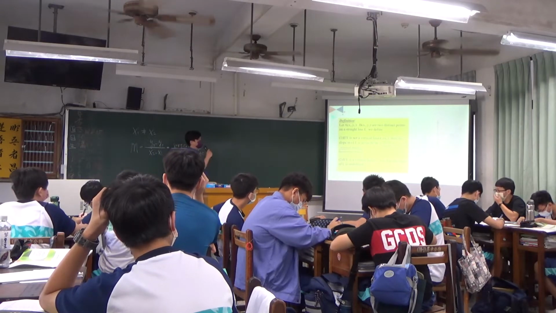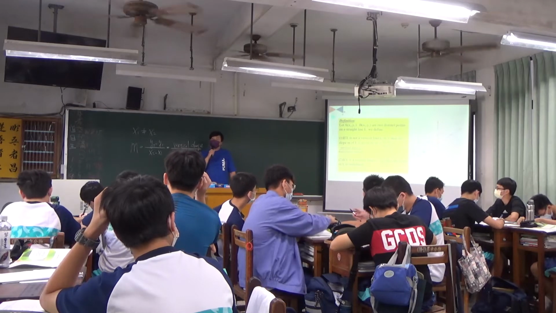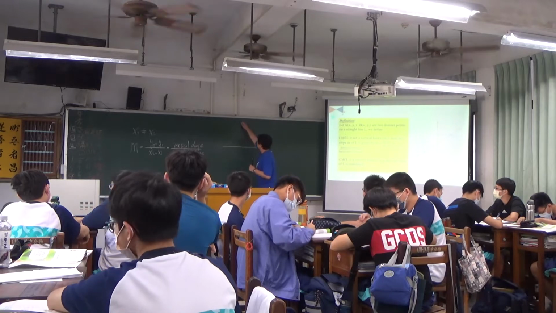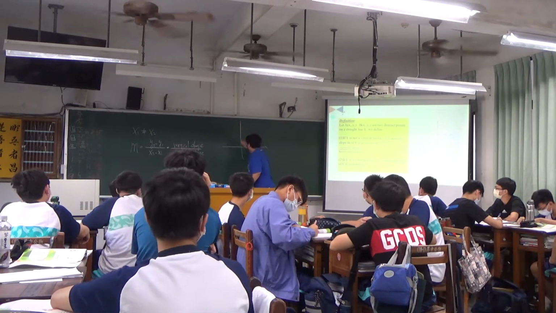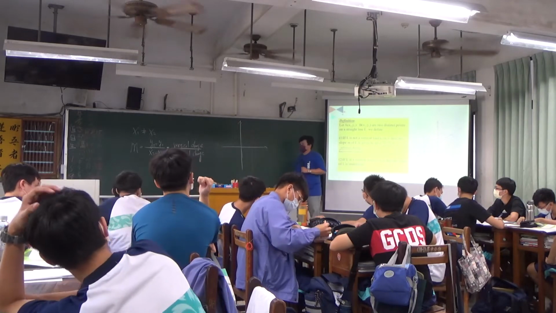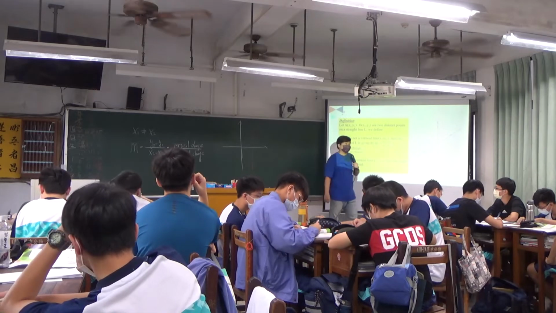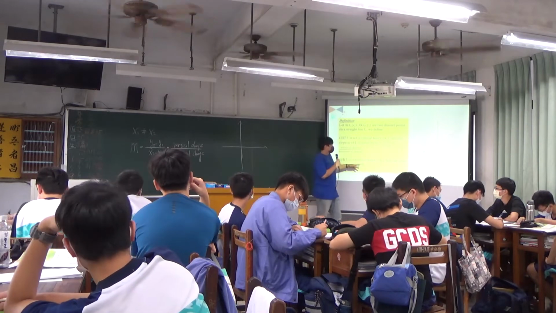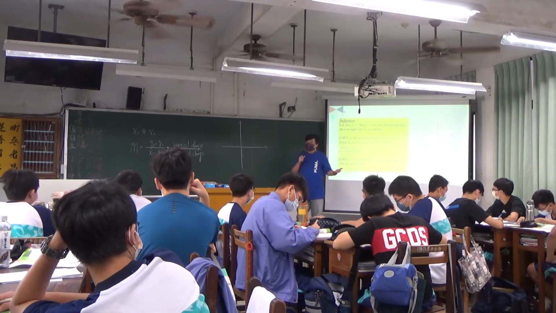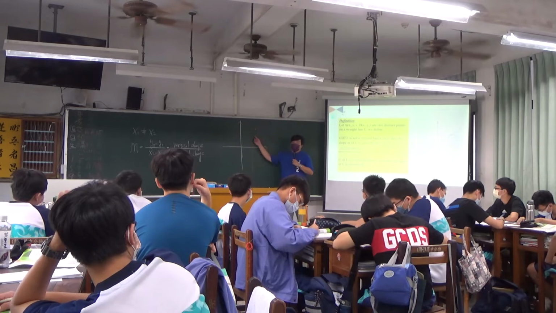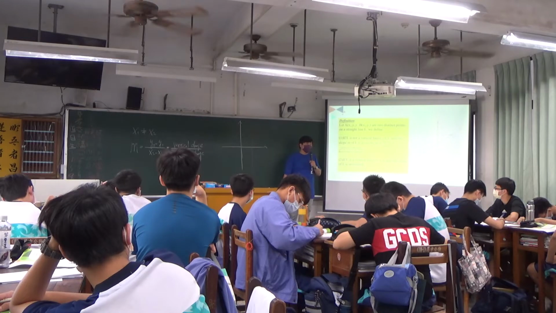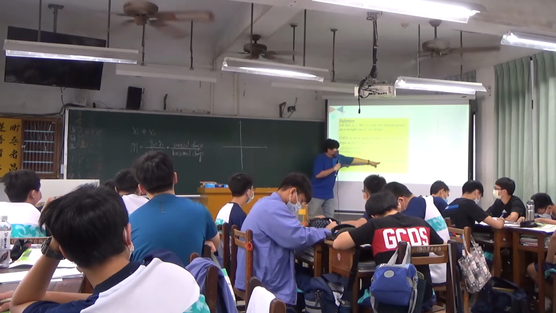If L is a vertical line, it means L is like this. Vertical line, right? So you can see x1 is equal to x2. Any 2 points on this line, their x coordinates are the same. Okay? So x1 is equal to x2.